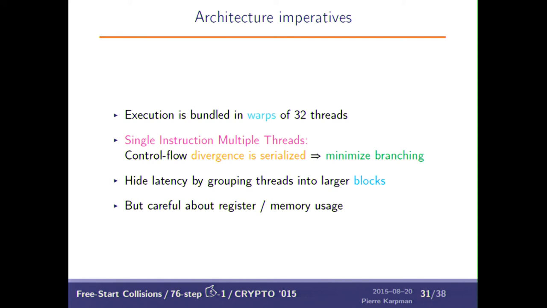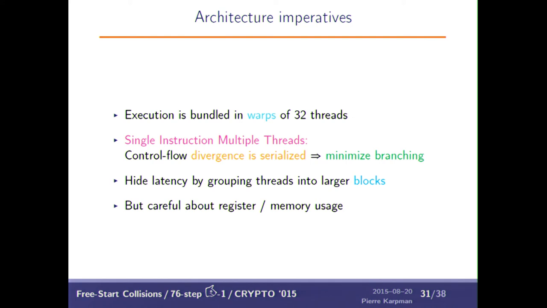So then, okay, I have nearly 2,000 cores, but it's not like I can use them to implement things like regularly on a CPU, especially because the threads that are going to run on these cores are packed in what is called a warp, of 32 threads. And for these warps, we have a model which is single instruction, multiple threads. So all of the threads of the same warp have to execute exactly the same instruction.